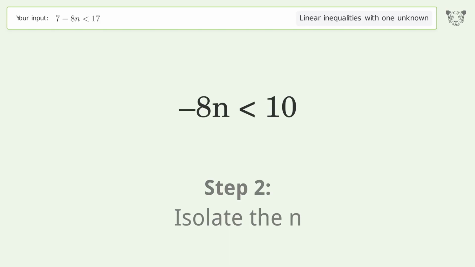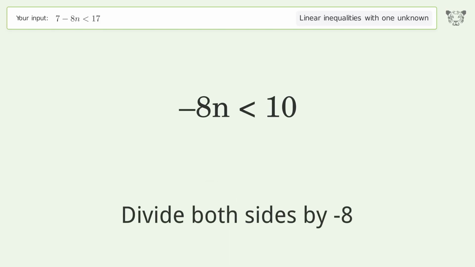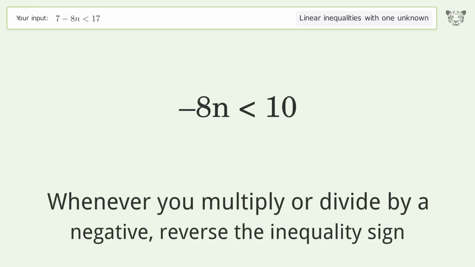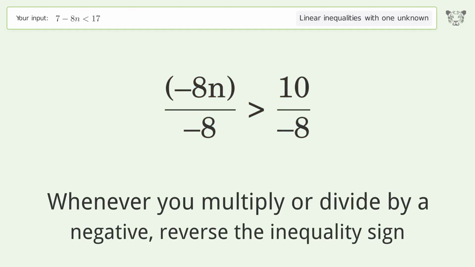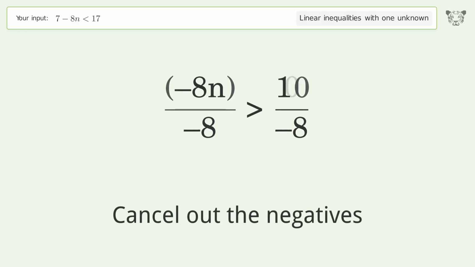Isolate the n. Divide both sides by -8. Whenever you multiply or divide by a negative, reverse the inequality sign. Cancel out the negatives.